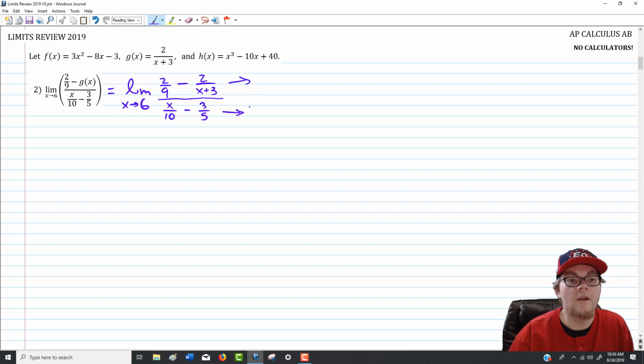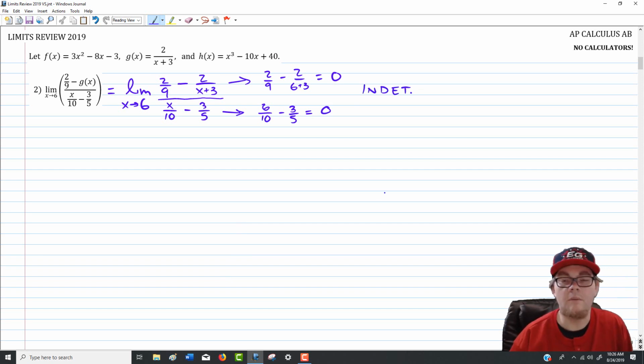So doing our quick little direct substitution check first, we get 2/9 minus 2 over 6 plus 3, just 2/9. So the numerator goes to 0. Not a great start. Down here we're going to have 6 over 10 minus 3/5. Those are equivalent fractions, so that's 0 as well. So once again, we have an indeterminate form. We need to trim the quills.